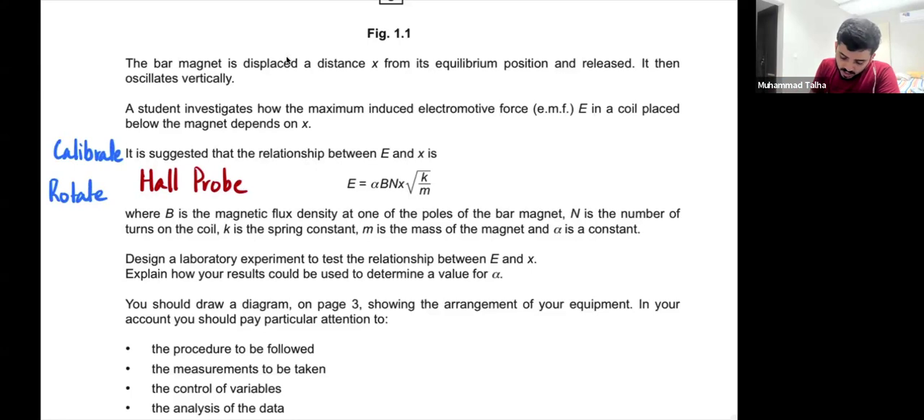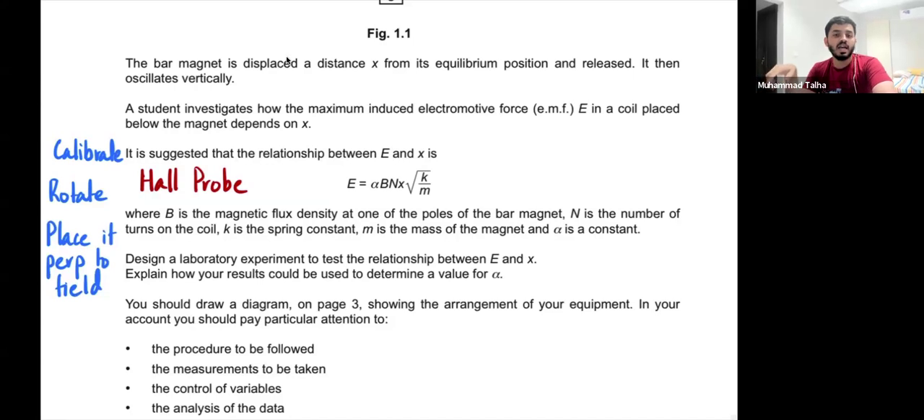You can also always say that place it perpendicular to the field, right? So the plane of the Hall probe must be perpendicular to the field. These are always points that you can write, and these will earn you marks, right? So yeah, this is me thinking about B.